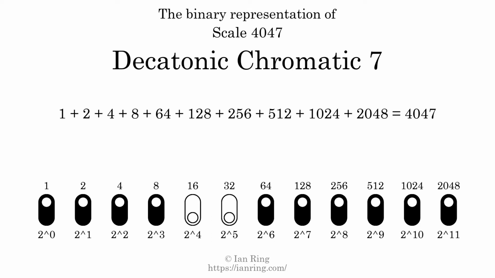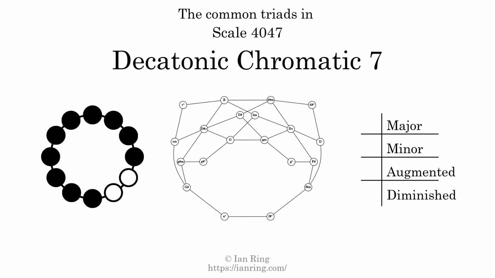The scale number not only enumerates the scale with a unique index, but it also literally describes the tonal content of the scale. Represented as a binary number in base 2, the scale number is 111111001111. Here are the common triads present in this scale.